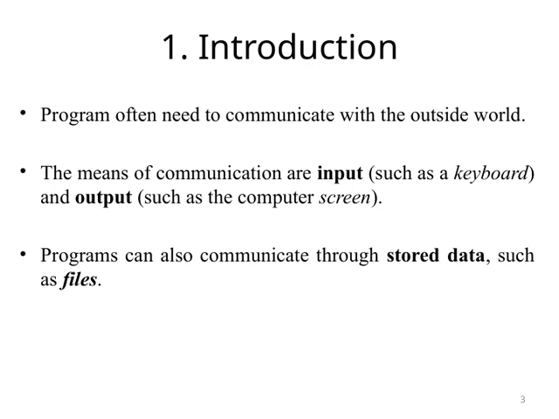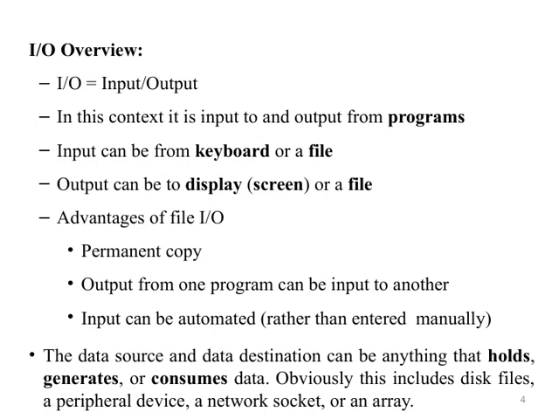But communication isn't limited to just immediate input and output. Programs can also share information indirectly through stored data, like files. These files serve as a way to save data for later use or to exchange information between different programs or systems. Understanding these communication methods is key because it helps us see how programs function within a larger environment, not just in isolation. It also sets the stage for discussing how programs handle data and interact effectively with the outside world.